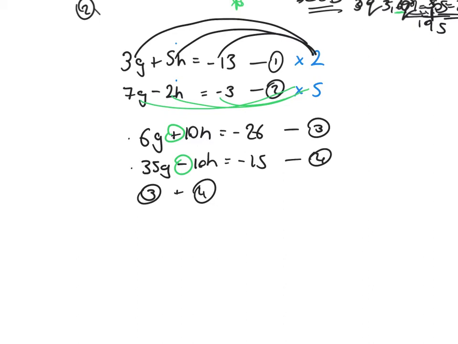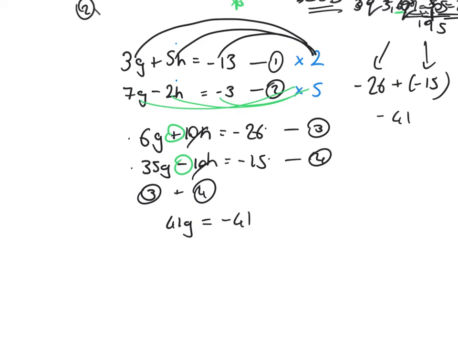6g plus 35g, 41g. The h's will go. Minus 26 plus minus 15. So minus 26, we're going to add on another minus 15. Now take your time to think about that. If you had a £26 debt, minus £26 in your bank, and then you took out another debt of £15, that would bring you down to a balance of minus 41.